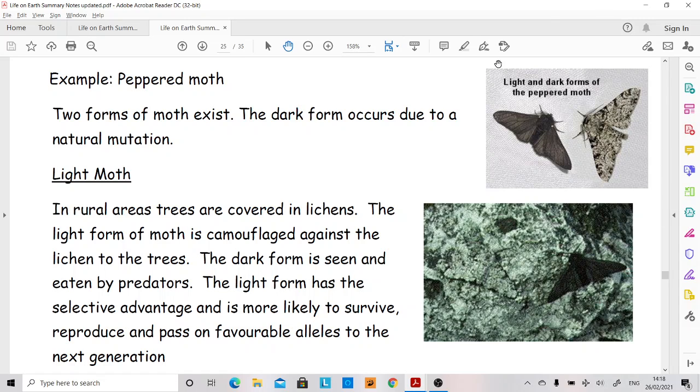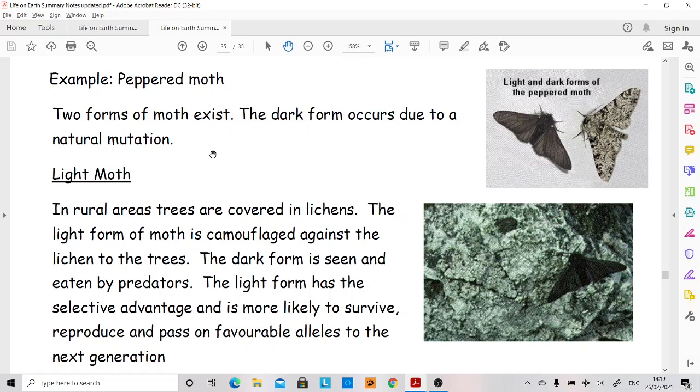Here's a picture of them over here. There's a dark form of the moth, which is known as the melanic moth. Melanin is the dark pigment that makes our skin, hair and eye colours. And then we've got the speckled form of the moth, which is more variegated in colour. So these are the two types of peppered moth.